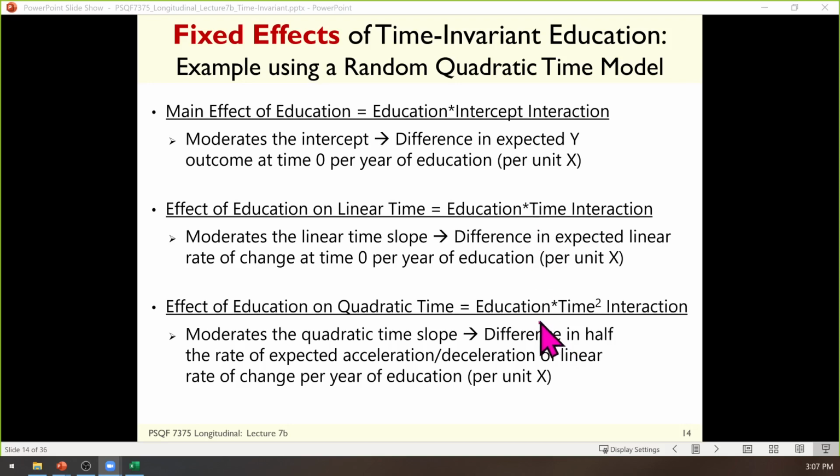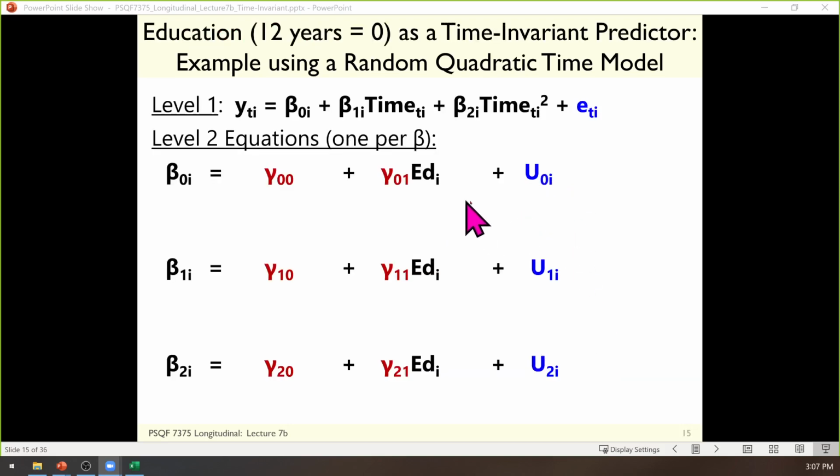And likewise, if I want education as a moderator on quadratic time, that is education by time squared. Is part of the reason why some people decelerate more than others because of their education? That would be the answer to the question. So the equations would look a little something like this.